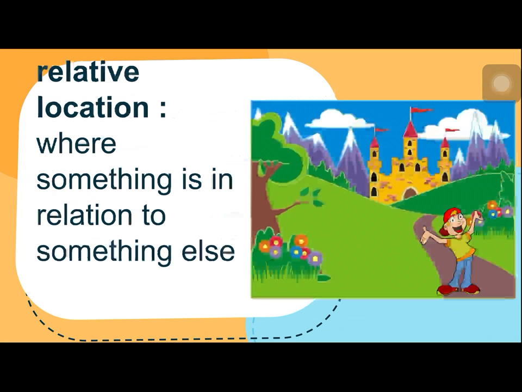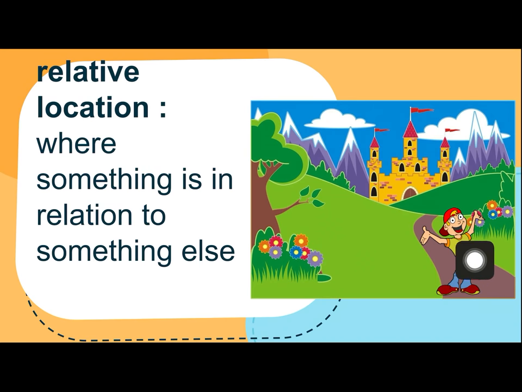That's using that big tree to explain where something else is. Take a look at this picture here. I have a little boy here, and I have a castle and some mountains in the background. Maybe I'm trying to explain to this little boy where the mountains are. If I'm doing that, I could say something like, oh, to get to the mountains, you need to go down the path, past the flowers, and then behind the big castle, you will see the mountains. So I'm using the castle to help me explain where the mountains are.